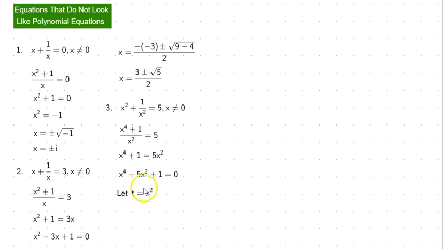Now how do we solve this? Let t be equal to x square. We solve it using substitution. So our equation becomes t square minus 5t plus 1 equal to 0. Again, using the quadratic formula, we arrive at t is equal to (5 plus or minus square root of 21) by 2.